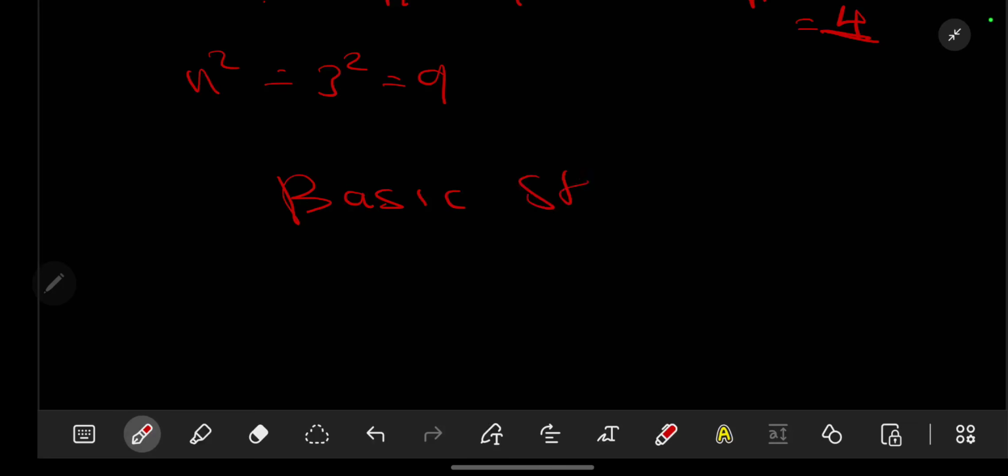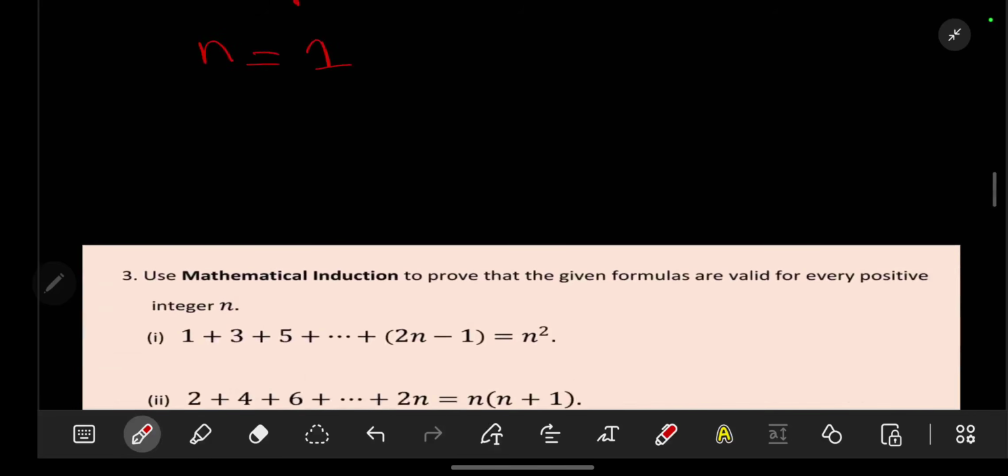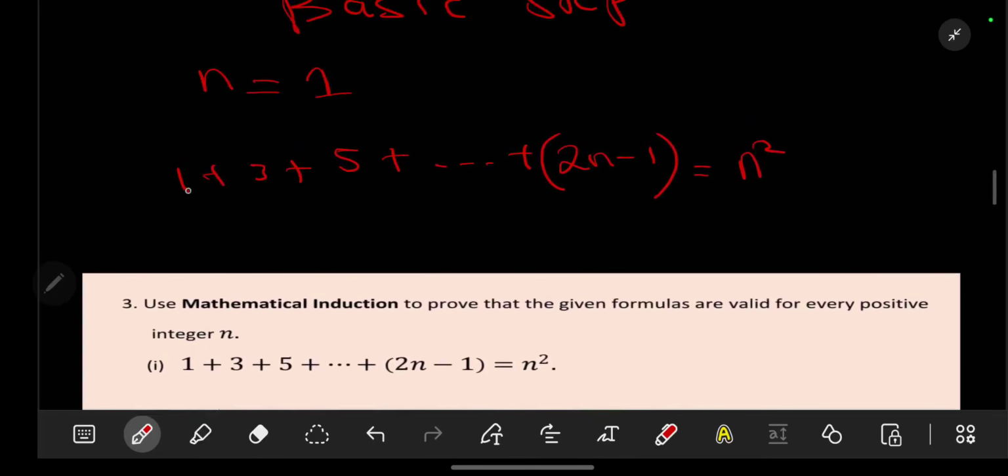So the basic step: you are going to set n to be equal to 1, for the equation that says 1 plus 3 plus 5 plus dots plus 5n minus 1 should be equal to n squared. You are going to compare.